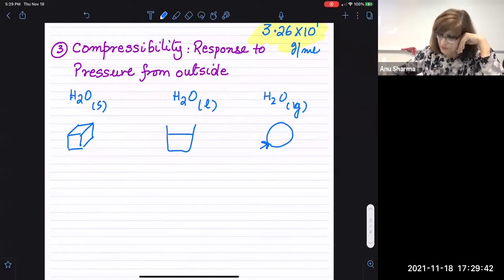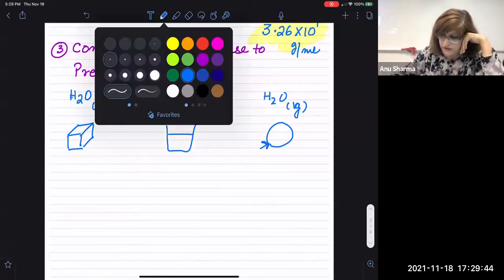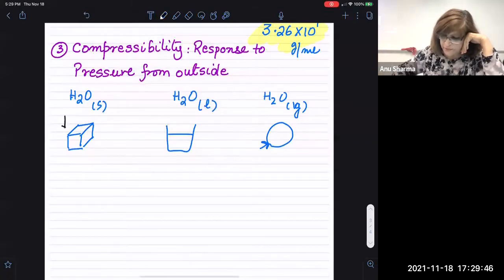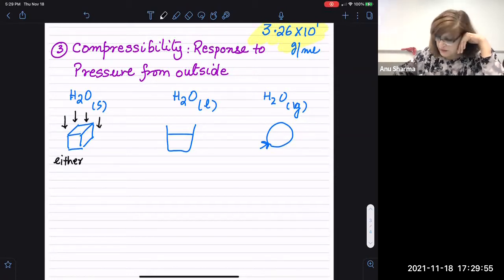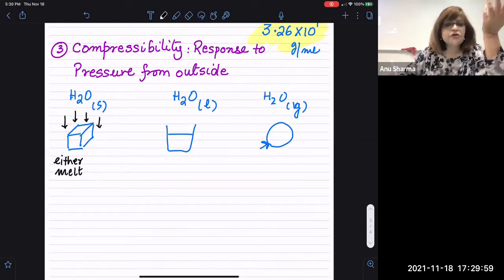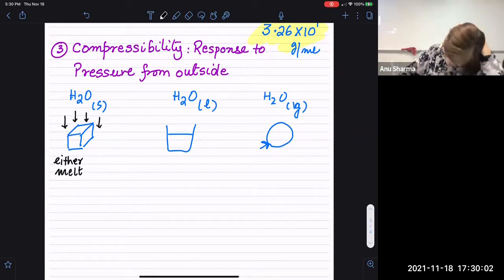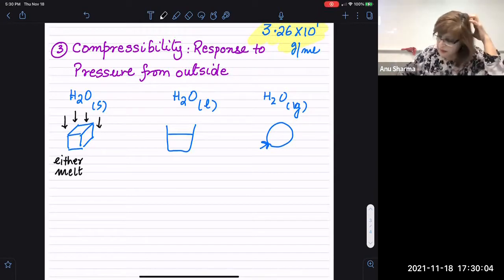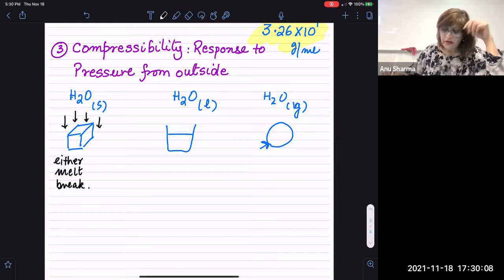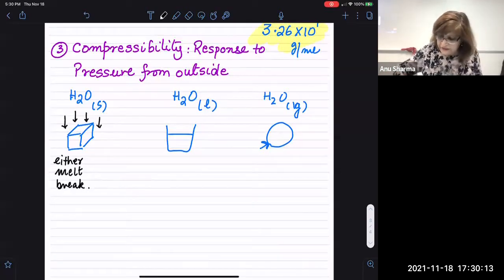Melt, okay. Some of it could melt from friction, yes. So if you put the pressure, it can either melt a little bit from the top, or it can even break, right? Any of these things can happen. All right.